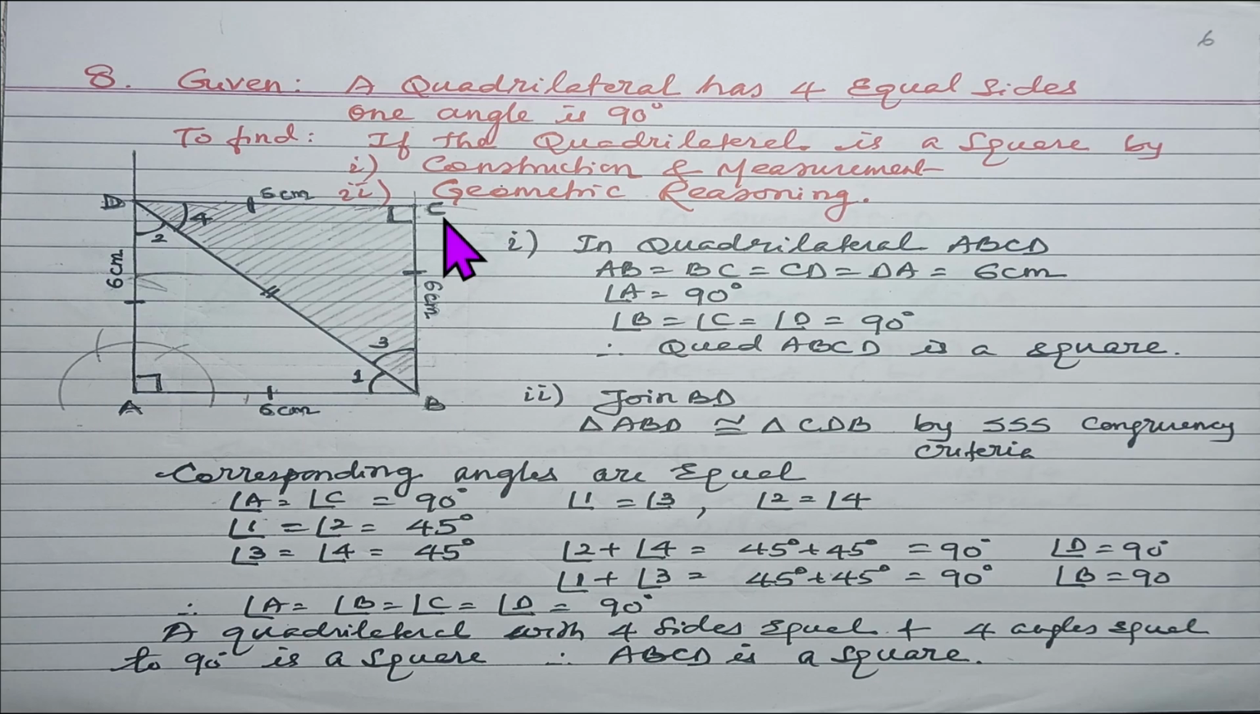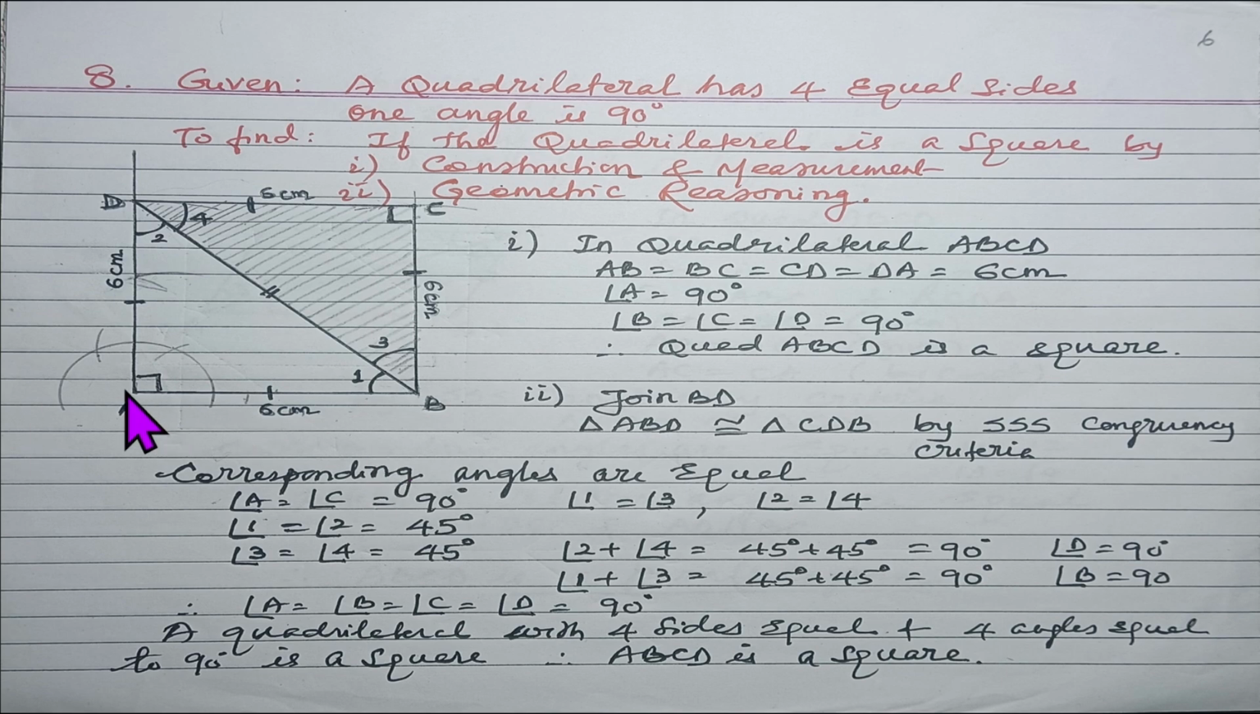Now in quadrilateral ABCD, we have AB equal to BC equal to CD equal to DA, and that is 6 centimeters each. Angle A, angle B, angle C, angle D are 90 degrees by construction, because I have drawn the perpendicular, AD is perpendicular to AB, therefore it is 90 degrees, and all the angles are equal to 90 degrees. Since four sides are equal and four angles are equal to 90 degrees, ABCD is 100% a square. Now the question is how to construct this square.